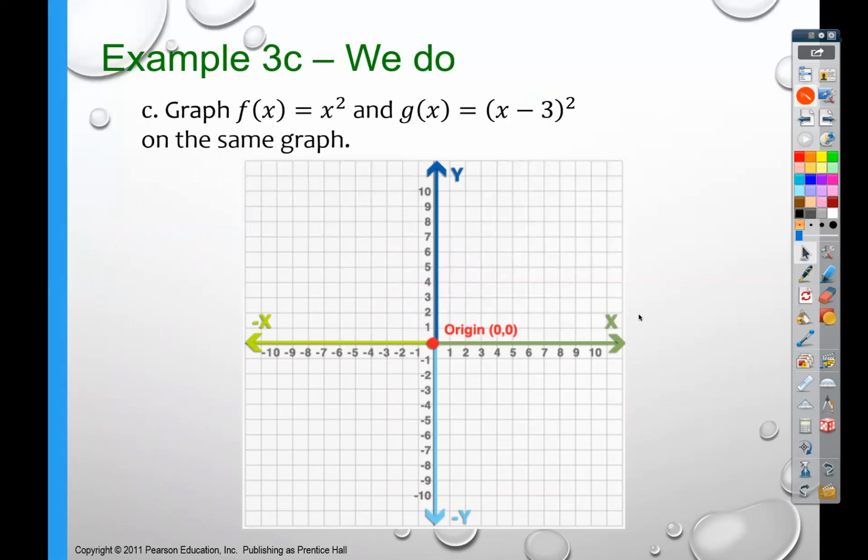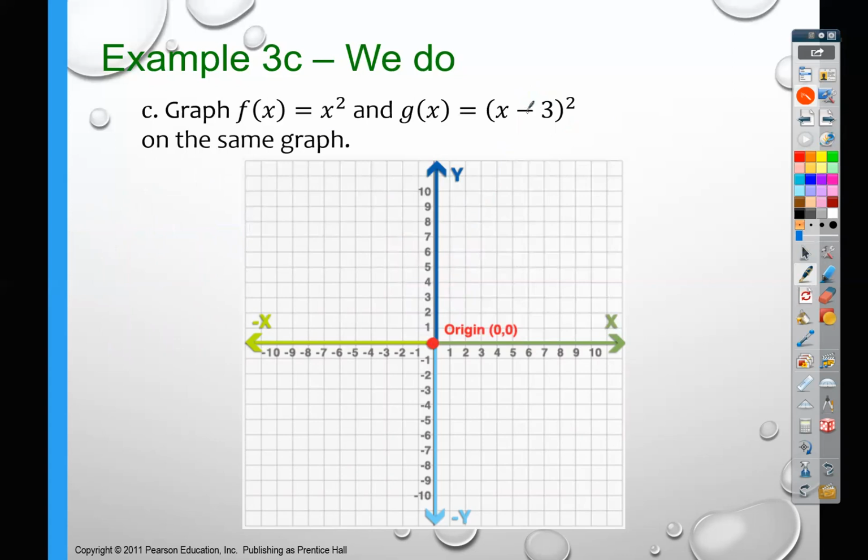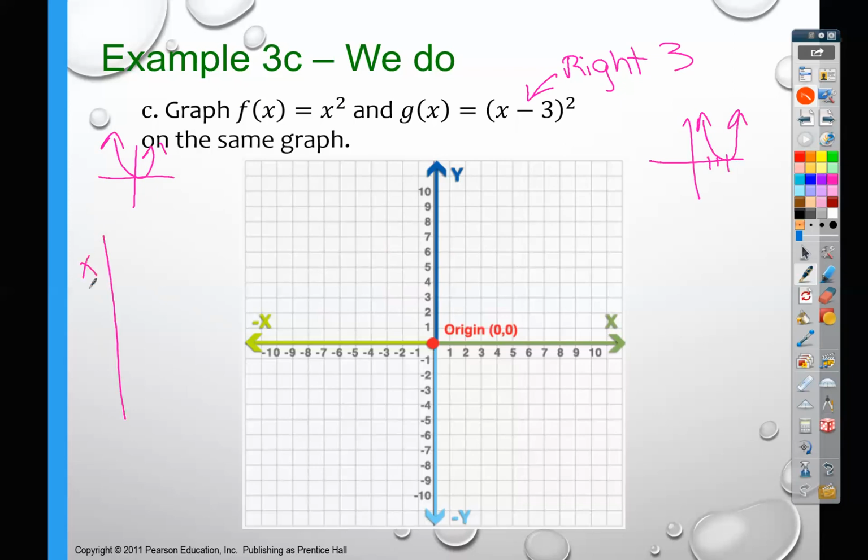All right, now you're going to do this one. Well, actually, no, we're going to do it together. I'm sorry. Okay, so since the 3 is inside the parentheses and it's minus, I know that it's going to the right 3 spaces. So instead of f of x going like this, g of x would go to the right 3 and look like that, 1, 2, 3. Okay, but let's plug in some points so I can prove it to you.